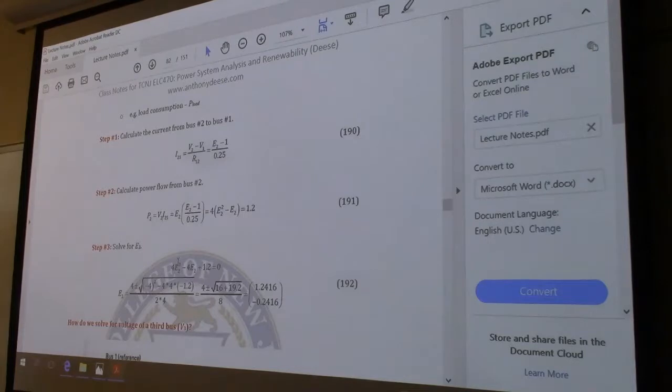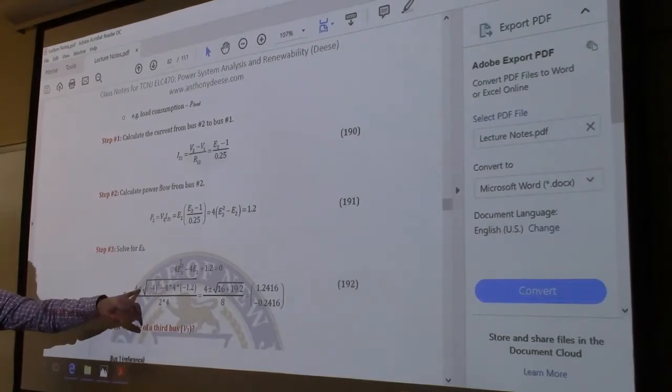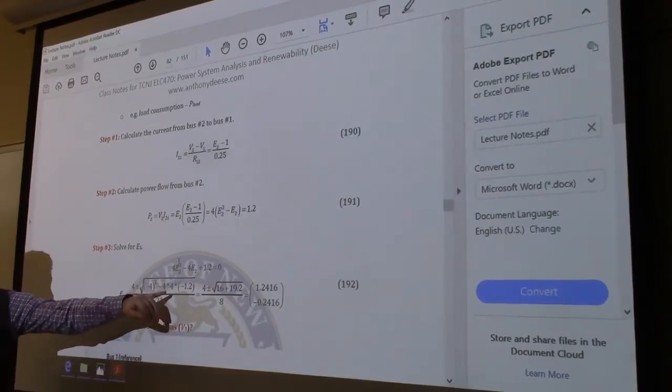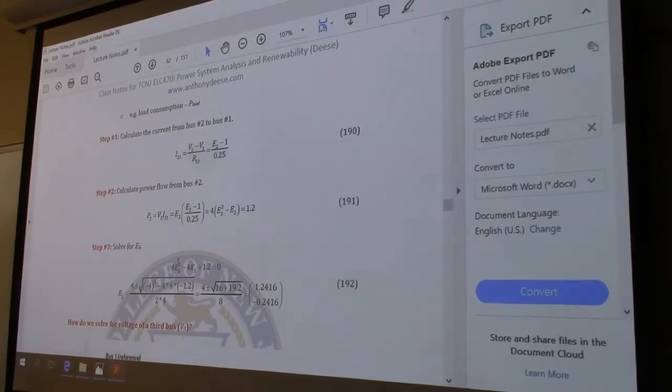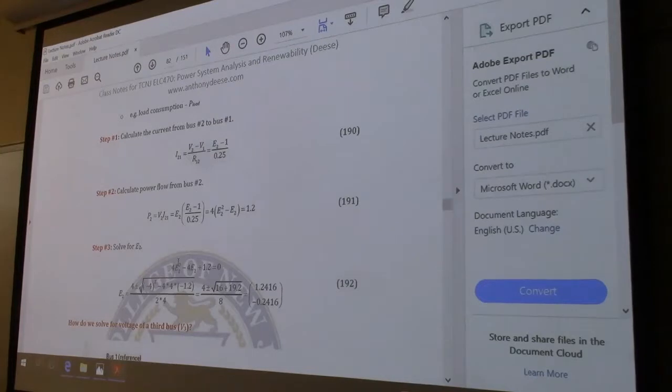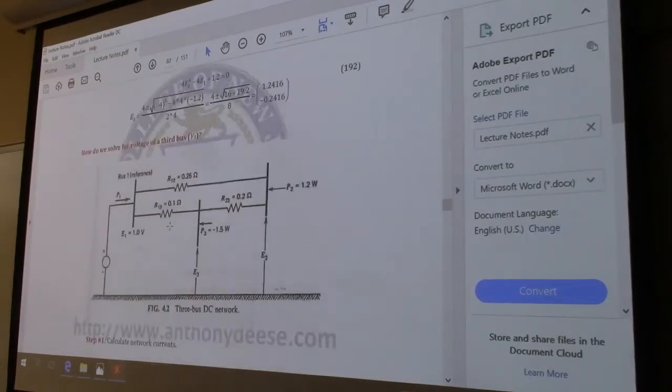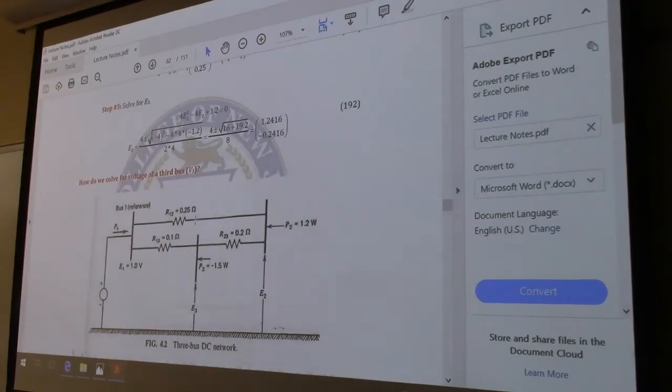Just from b plus or minus the square root of b squared minus 4ac, divided by 2a, the same old quadratic equation that you've used a million times before. So we have two different choices for the voltage at bus number 2. Is one of those voltages more correct than the other? Most definitely. We're going to talk about that in 1 second. Yeah, only one of them is correct.